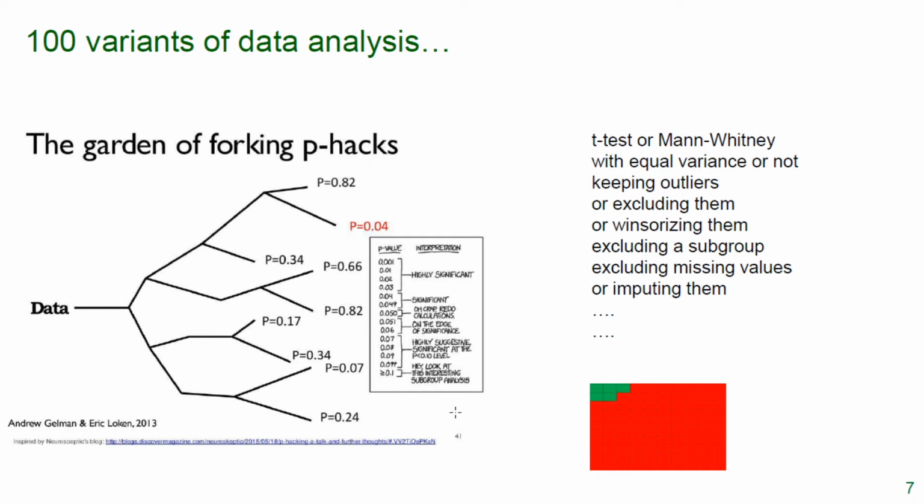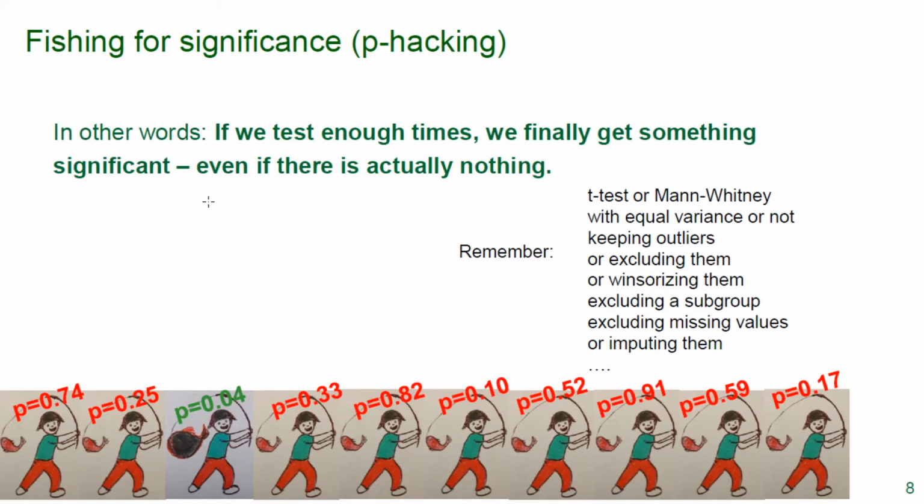And all these decisions can be represented as a sort of tree, or as a garden of forking paths, or forking p-hacks, following the terminology of Andrew Gelman and Eric Loken. What they say here is that all these decisions lead to a huge number of possible results, of possible p-values in the case of statistical testing. Now imagine that someone gets this huge number of p-values, selects the smallest one, reports only the smallest one, and forgets all the others. This is the mechanism behind fishing for significance, or p-hacking.